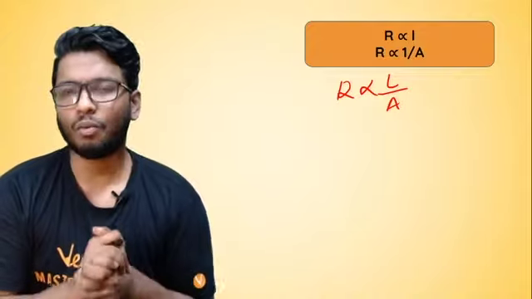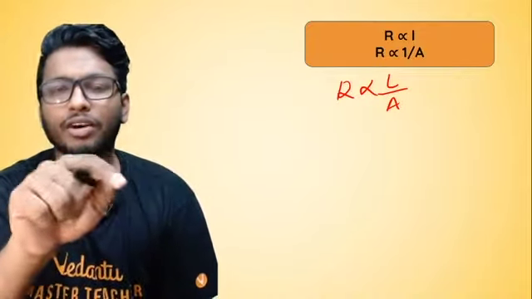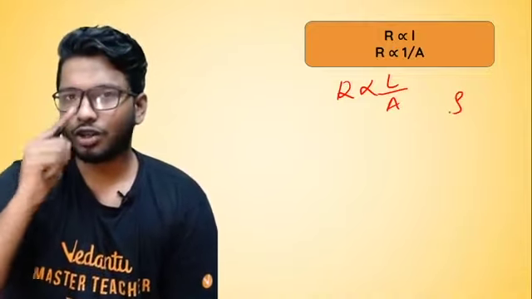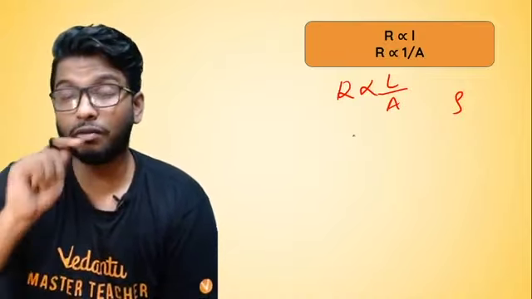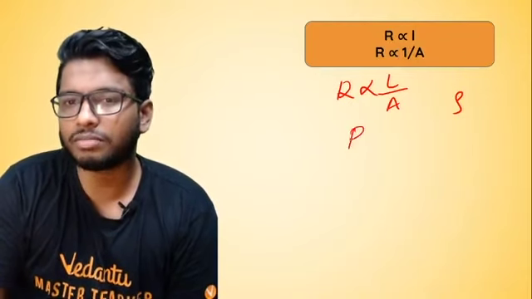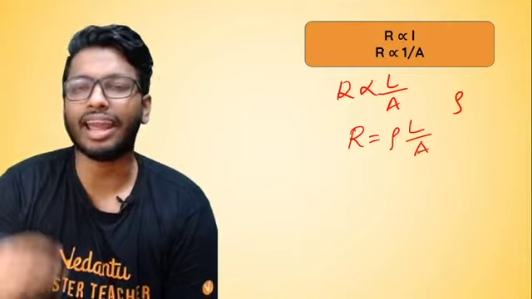Now, what I'm going to do is that to remove this proportionality constant, I'm going to introduce a constant called rho. Now, what is rho? I'll tell you that. So, to remove that proportionality constant, I'm going to introduce a constant called rho. So, the formula then becomes R is equal to rho L divided by A.